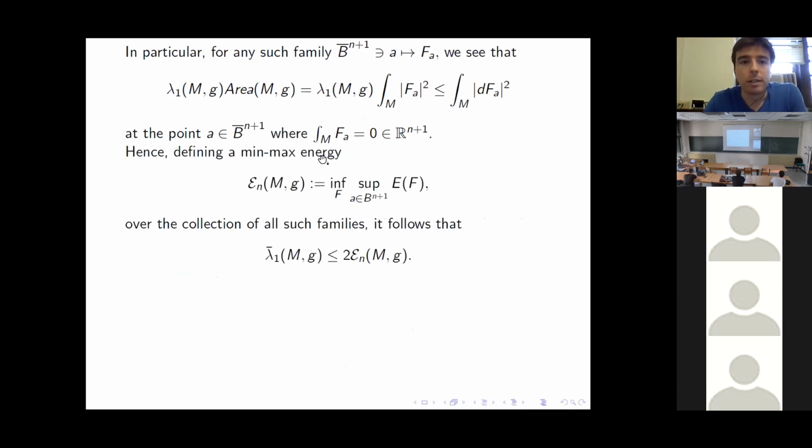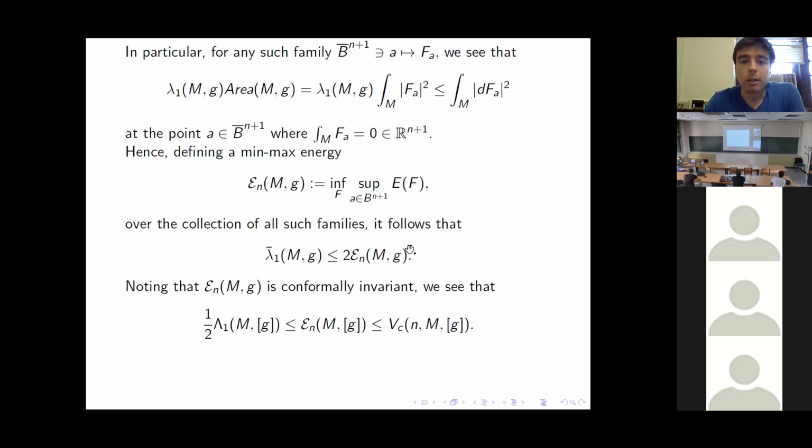So in particular, if we define a min-max energy to be the infimum over all such families F of the supremum over all A in the ball of the energy, then we see that for any metric, this normalized first eigenvalue is going to be bounded above by twice this min-max energy, again just because we always have some point A in the ball where the inequality holds.